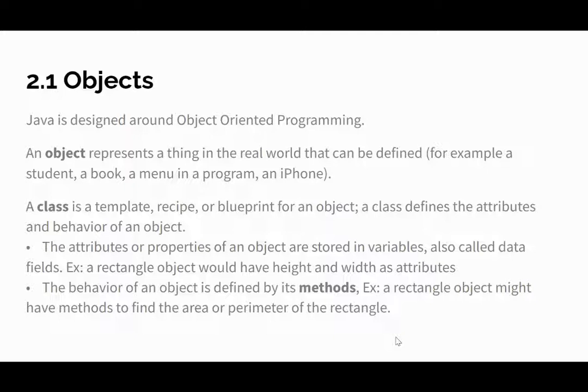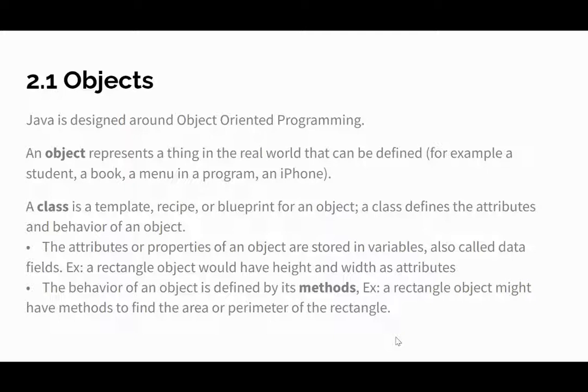So attributes are stored in variables, and some of the people in the AP classroom call them data fields. I call them variables. Seems a little clearer. But a rectangle object might have two variables, width and length, the sides of the rectangle. And those would be attributes of that thing. And the behavior of an object, and I'll give you examples soon, is defined by its methods. So a method is a piece of code, a little block of code that does something.